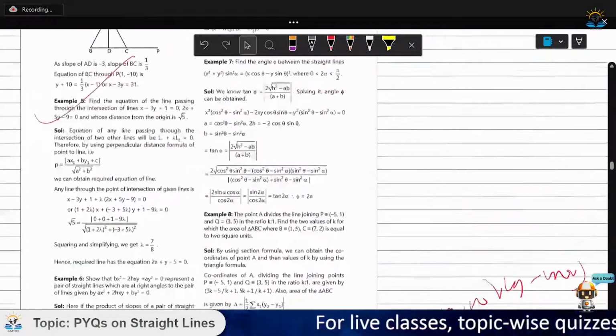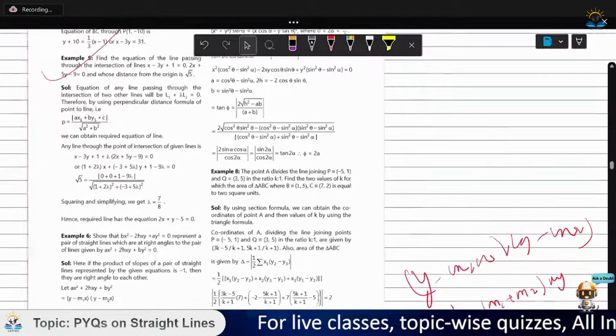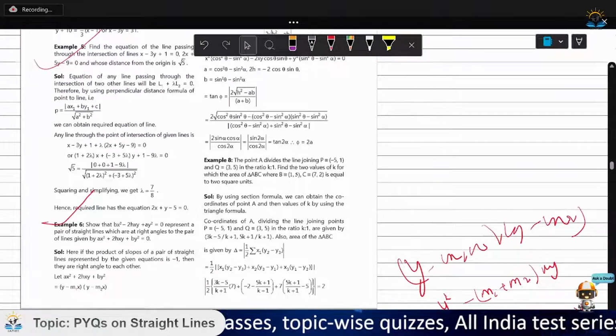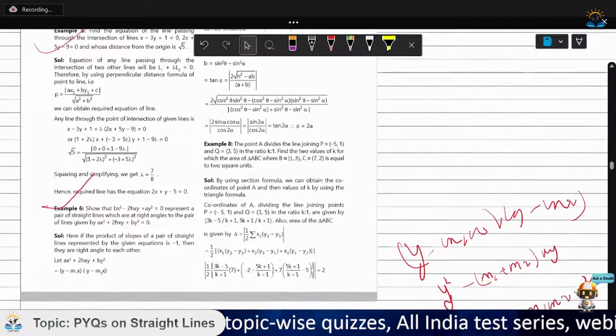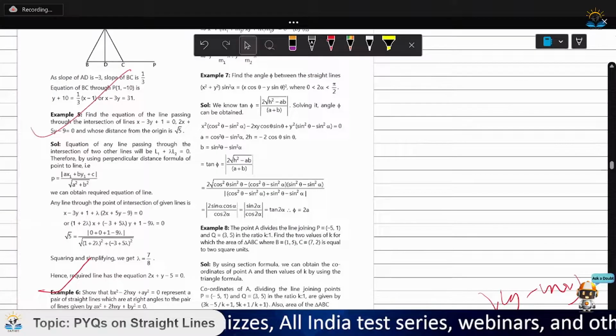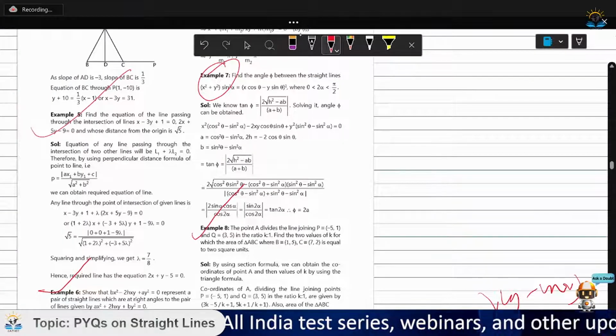Okay, so now getting to the next question. I hope that you understand this question. It's a very simple question, nothing out of the box. Let's skip the seventh question for the time being. We'll do this later on. Let's go towards the eighth question.